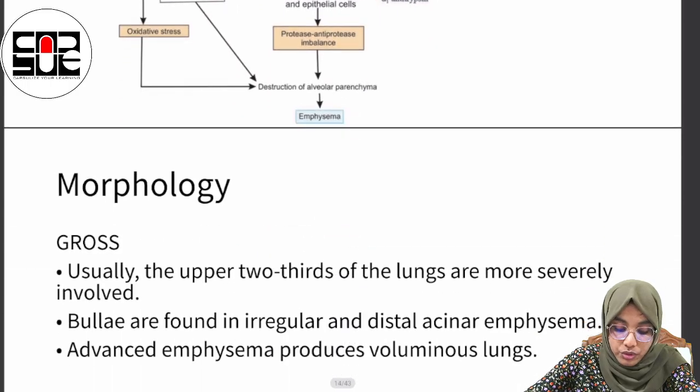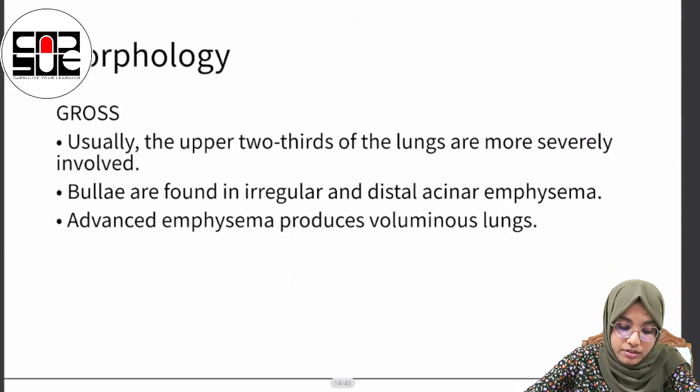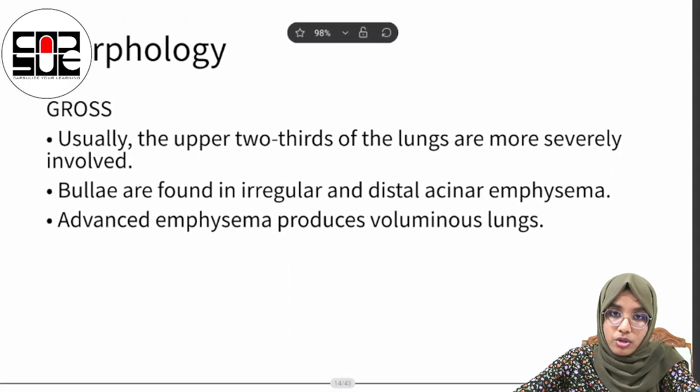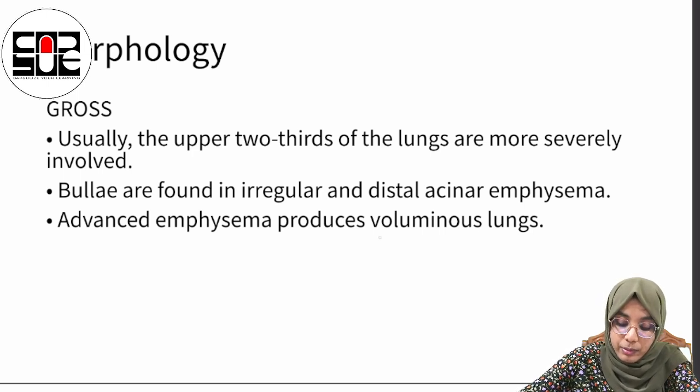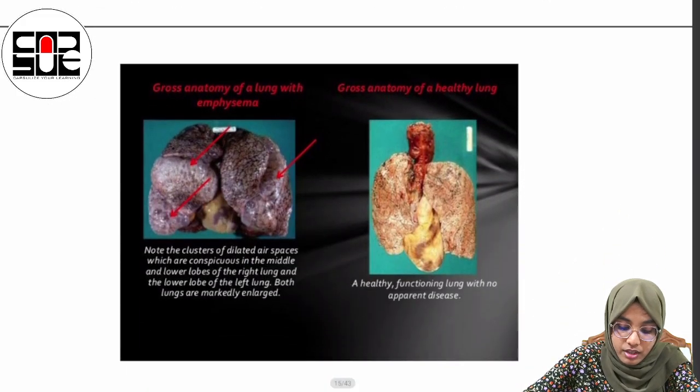Now let's move on to the morphology. So in gross morphology, mostly the upper two-thirds of the lung are affected, and bullae will be found in irregular emphysema and in distal acinar emphysema. And when the emphysema condition is more advanced, there will be voluminous lungs. Now let's move on to the microscopy.